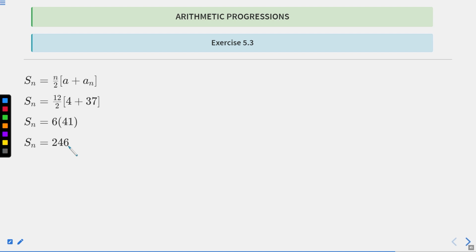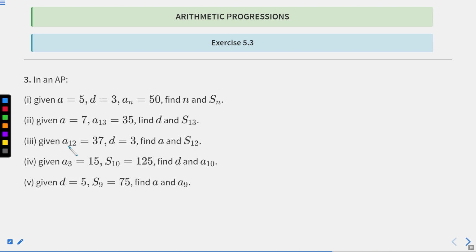Okay, now let us see the fourth one. So in the fourth one, we are given the third term of an AP, A3, is equal to 15, and the sum of first 10 terms is equal to 125, and we need to find the common difference D and the 10th term of this AP. Okay, so let us solve this problem.